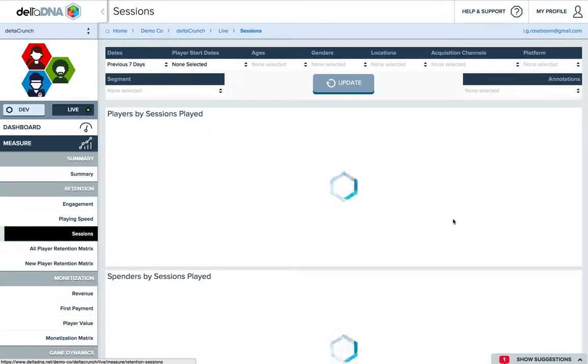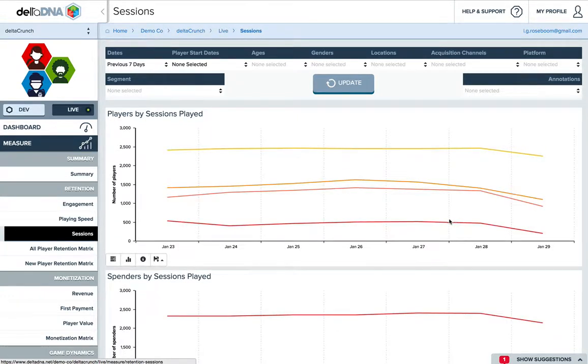We have some sessions charts. So what the session charts are showing you is on any given day, for the players that played on that day, how many sessions have they played? So in this example, players by session played. Here, what we're seeing is that, say, on the 27th of January, there were 500 people who played one session. There were 1,376 players who were on their second or third session. There were 1,569 players who were on their fourth or fifth session, and there were 2,500 players that are on their 6th to 10th session. So it's telling you basically the breakdown between experienced players and novice players on any given day.